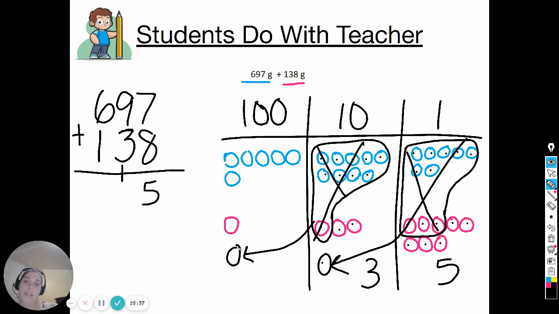So over here on our standard algorithm, we did 9 plus 3 plus 1, which equaled 13. So we're going to put the 1 over here in the hundreds that we moved, and the 3 down here that we have left in the tens.